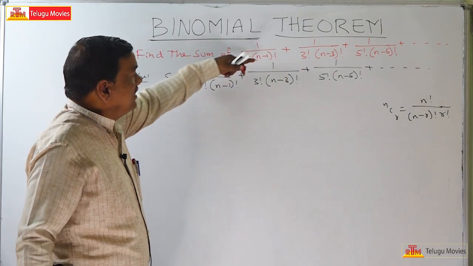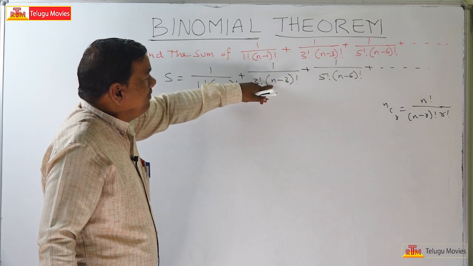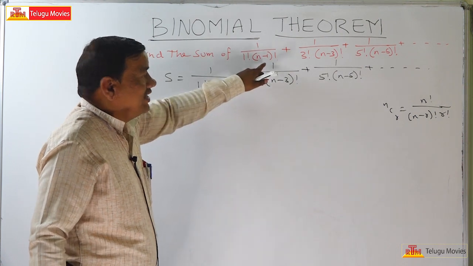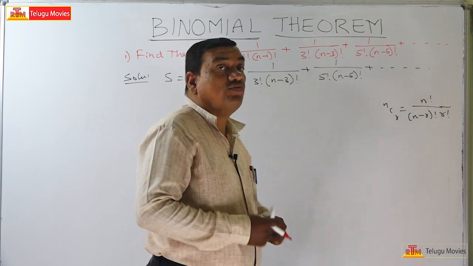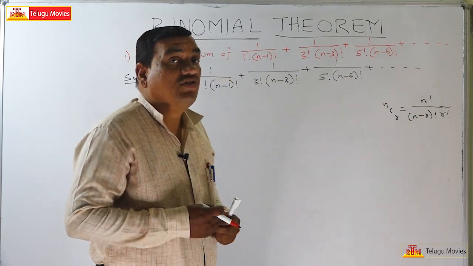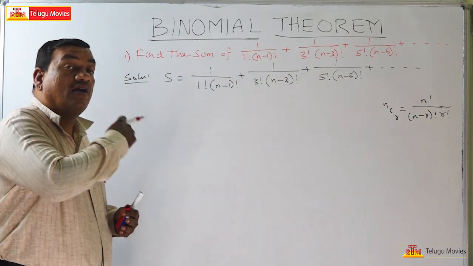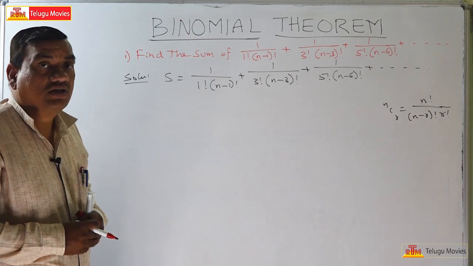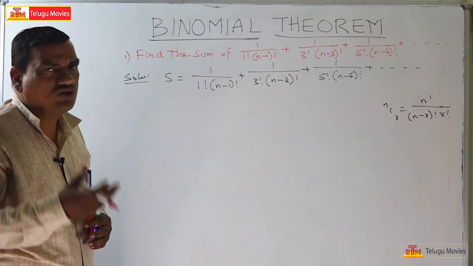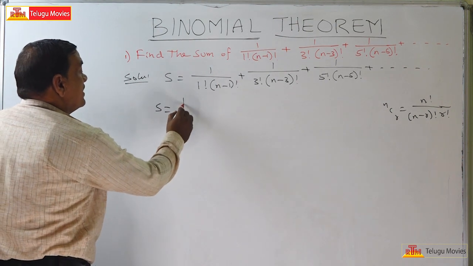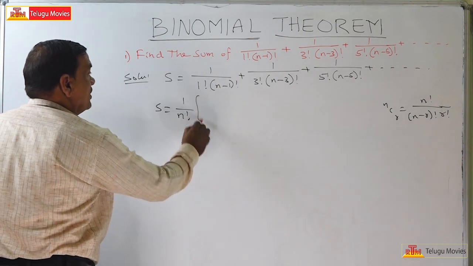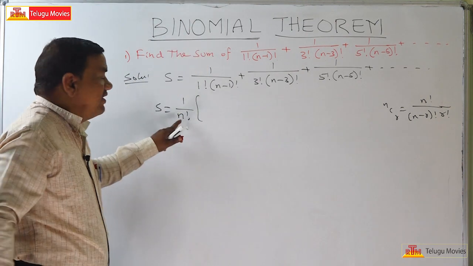But here we have n factorial by (n minus 3) factorial into 3 factorial, and the numerator n factorial is not there. Similarly, n factorial by (n minus 5) factorial into 5 factorial, in the numerator n factorial is not there. That's why multiply each term with n factorial, so that we have to divide by n factorial. Therefore S equals 1 by n factorial into the multiplied terms. So I have divided by n factorial.